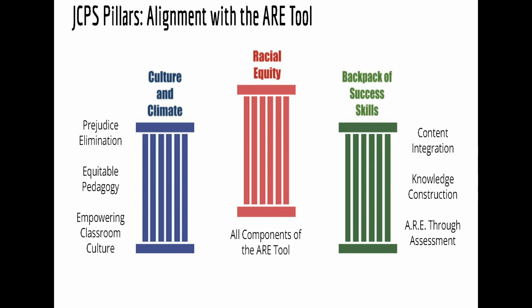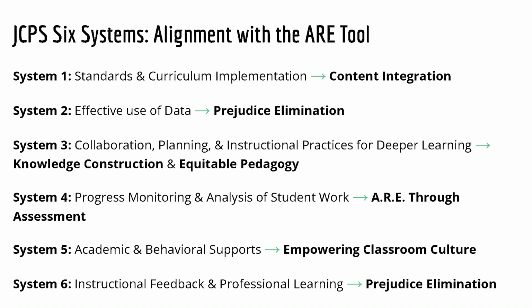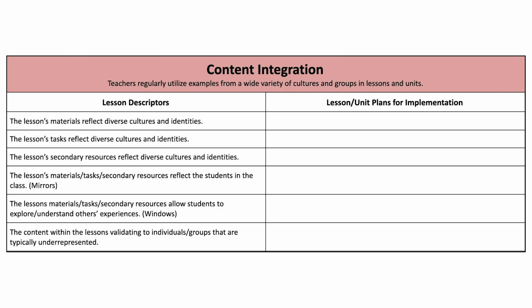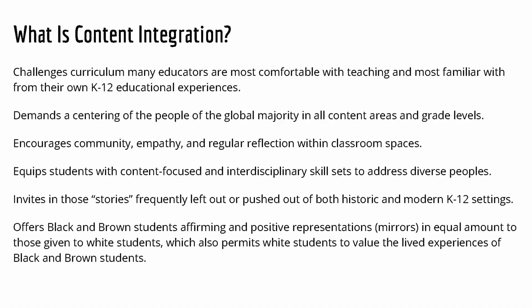While all components of the ARR tool address the JCPS racial equity pillar, the other two pillars of JCPS are supported by one half each of the ARR tool. Moreover, the ARR tool aligns with the ongoing work addressed throughout the JCPS 6 systems. These connections are not exhaustive, but are featured here to showcase the interconnectedness of the work being done within the Department of Diversity, Equity, and Poverty. As previously mentioned, this virtual training is focused on the first component of the ARR tool, content integration. If you are still building fluency around the ARR tool, this is a timely space to pause and reflect, preferably with your PLC, on the various lesson descriptors listed here.